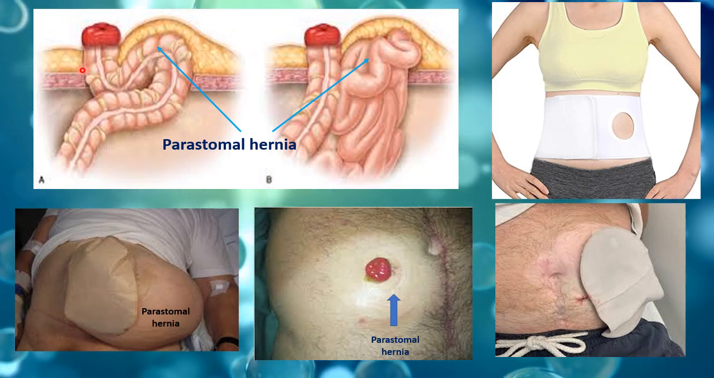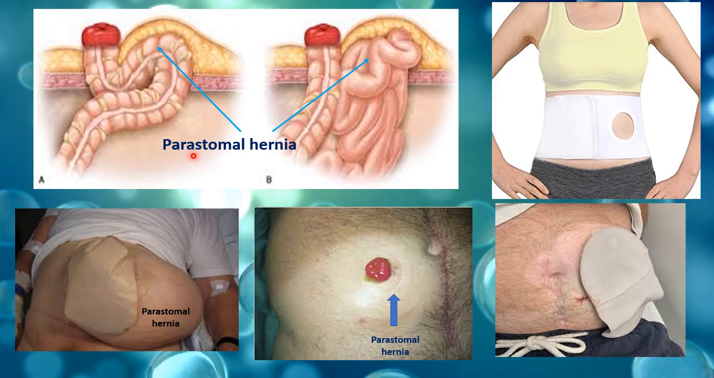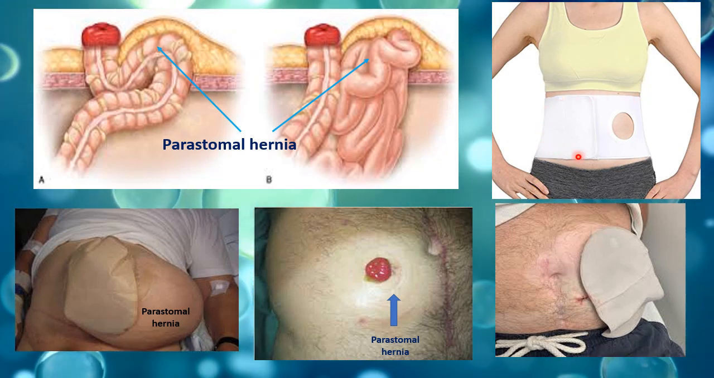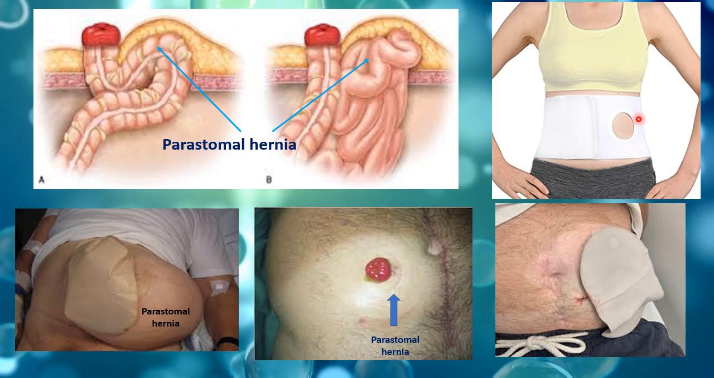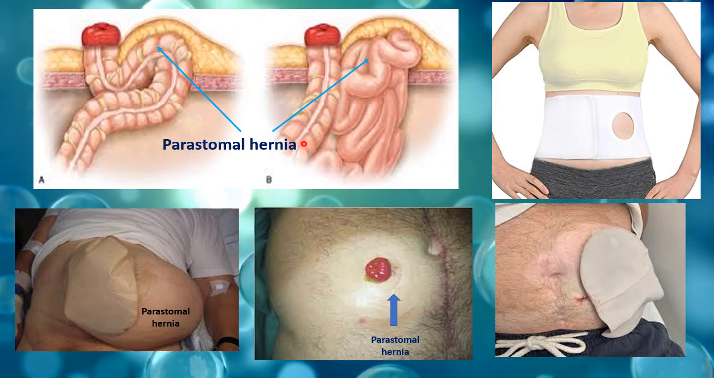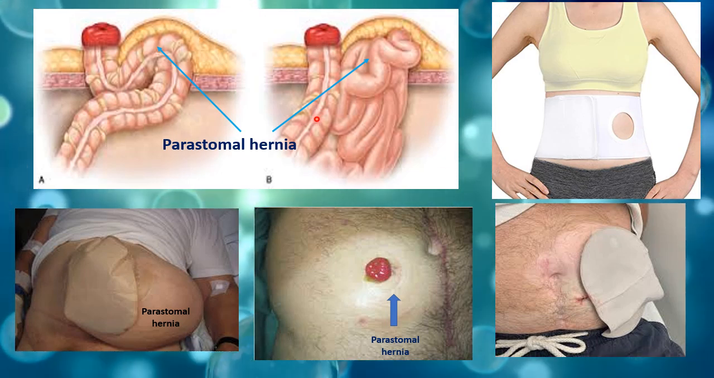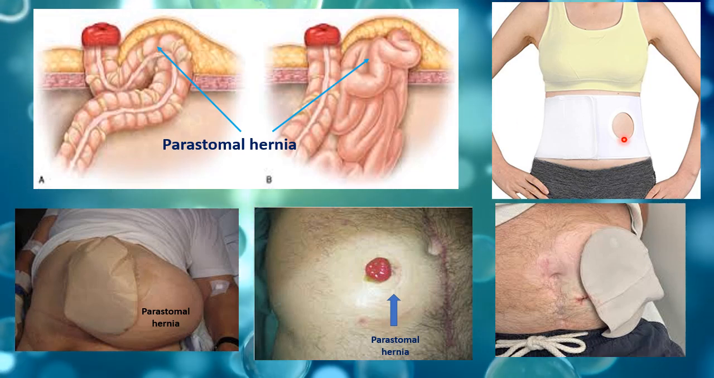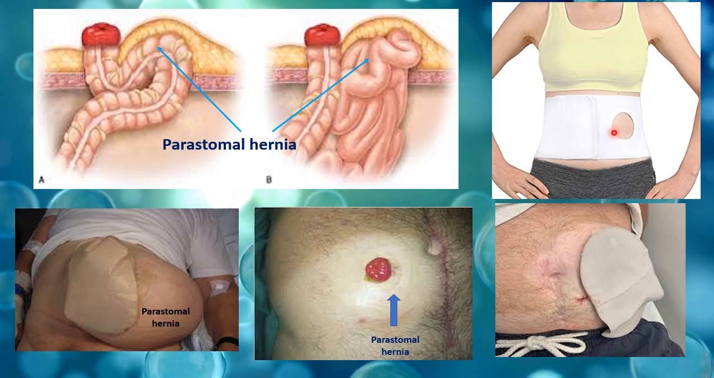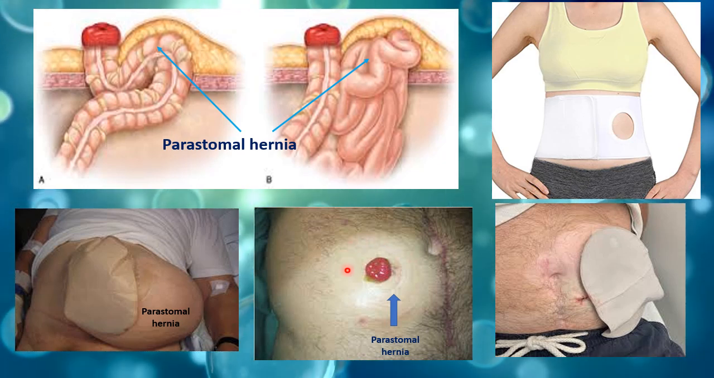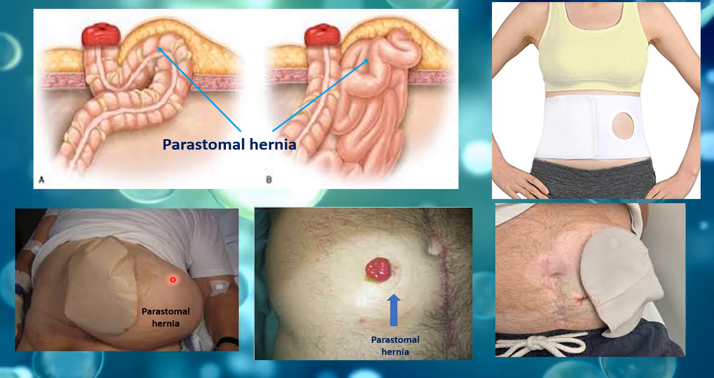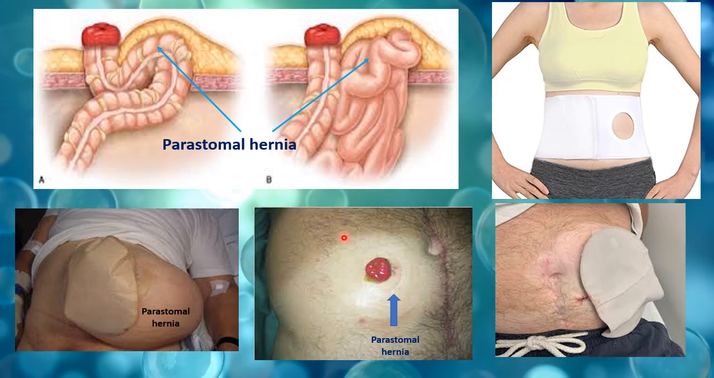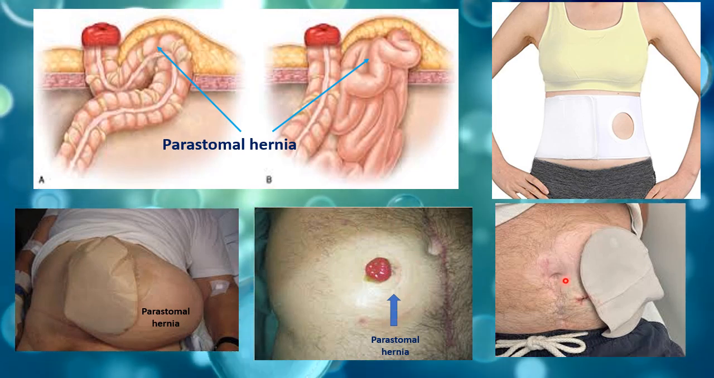We come to the end of the talk. I just show you some pictures of parastomal hernia, and this is a protective belt, an abdominal or waist belt, which can be used in treating or controlling parastomal hernias. This hole here is where it is placed around the stoma. This is a large parastomal hernia. This is a moderate size parastomal hernia, and this is a small one.